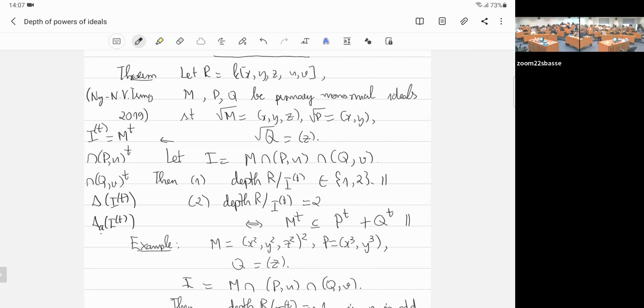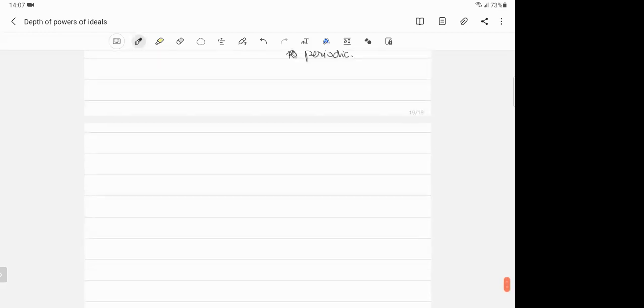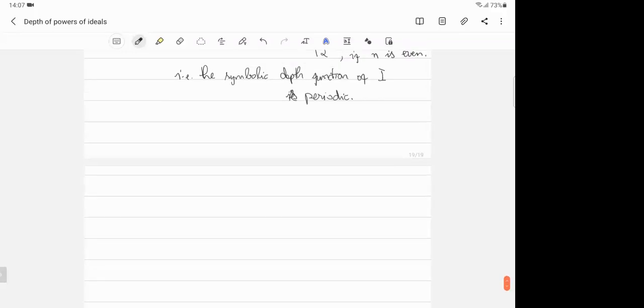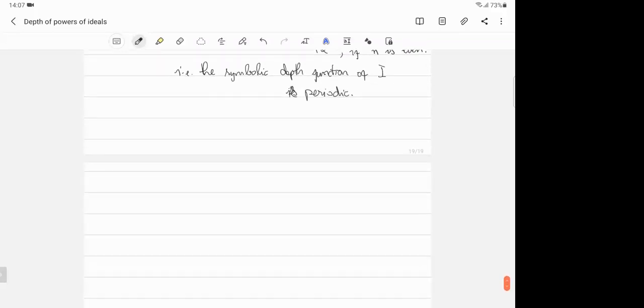What are the potential questions in this direction now? I was also preparing for that, and there are many other questions that you can consider. For example, a very interesting question is about regularity, and the question is whether the regularity of the symbolic power is always linearly bounded.